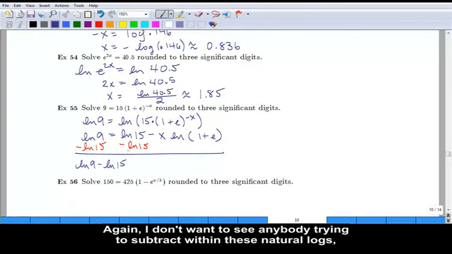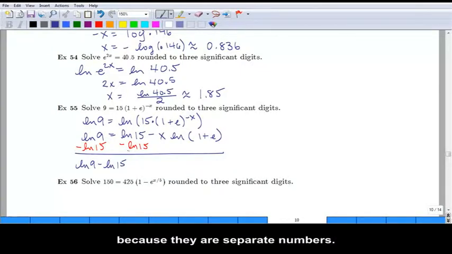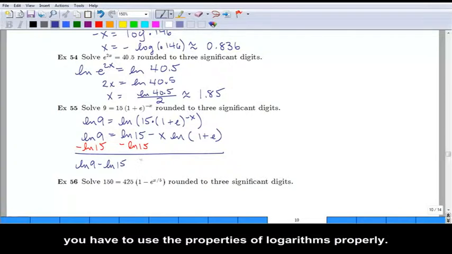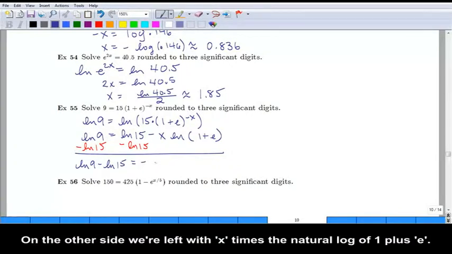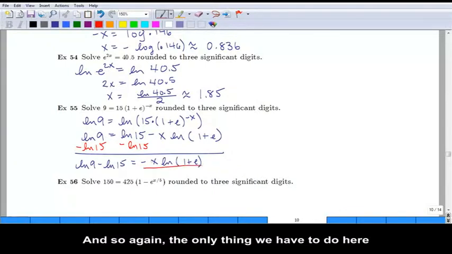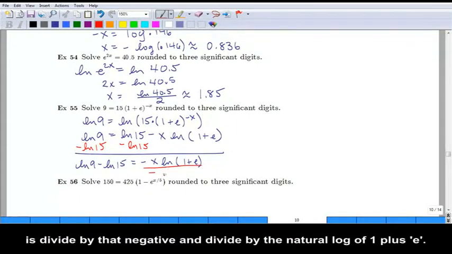Again, I don't want to see anybody trying to subtract within these natural logs because they are separate numbers. Remember that subtraction means division inside. So if you're going to combine them, you have to use the properties of logarithms properly. On the other side, we're left with x times the natural log of 1 plus e. And so again, the only thing we have to do here is divide by that negative and divide by the natural log of 1 plus e.